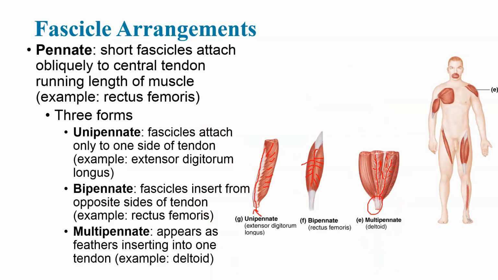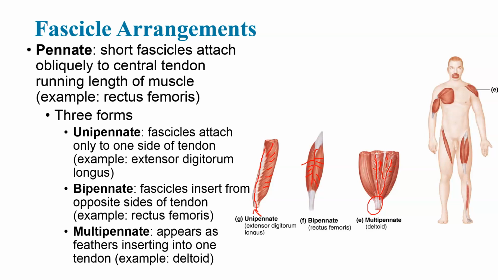Pinnate muscles look a bit like feathers to me. So you have short fascicles and they're attached obliquely to a central tendon that runs the length of the muscle. So this is a unipinnate muscle. This is the extensor digitorum. And what I hope you can see is here's the tendon and then the short fascicles coming off to the side. So this again looks like a feather to me. That's how I think of it. And in your unipinnate muscles, the fascicles are only attached to one side.